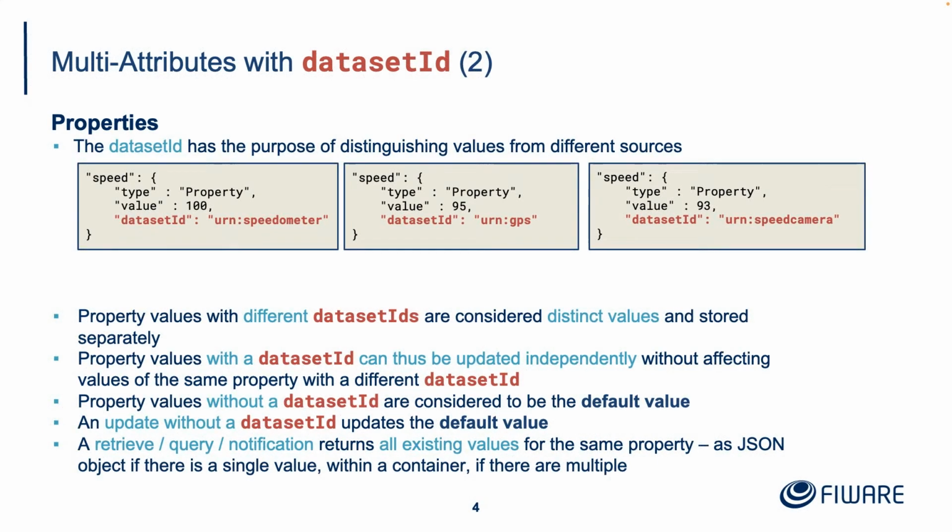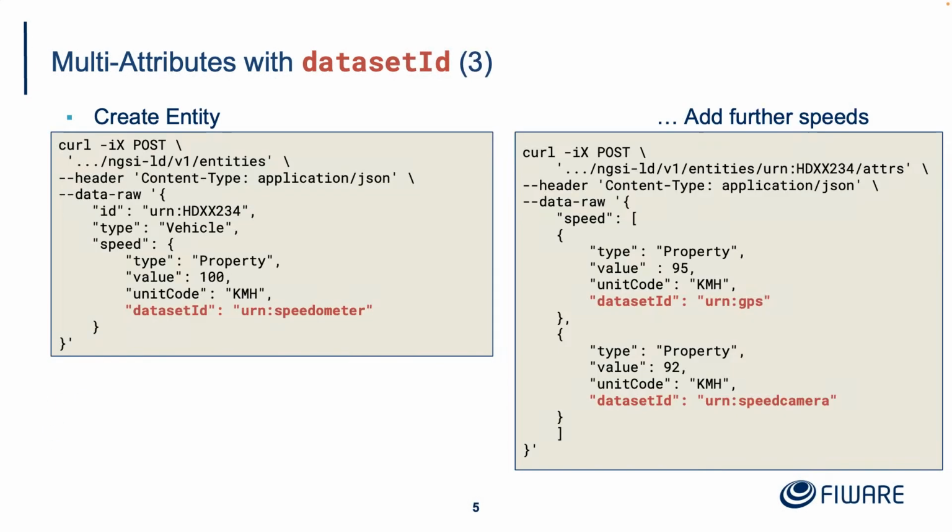Now, for the 95% use case, you don't use datasetId. No datasetId, or perhaps datasetId of none, is the default value, which is going to be the vast majority of your attributes. Of course, you can get hold of the information as you see fit. These are all considered as distinct values.